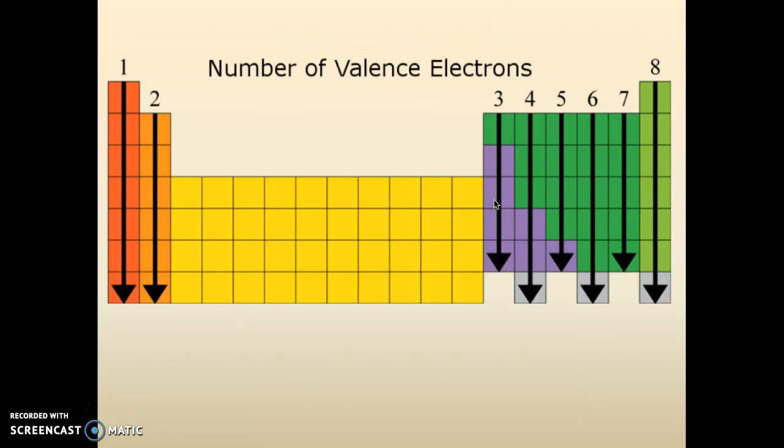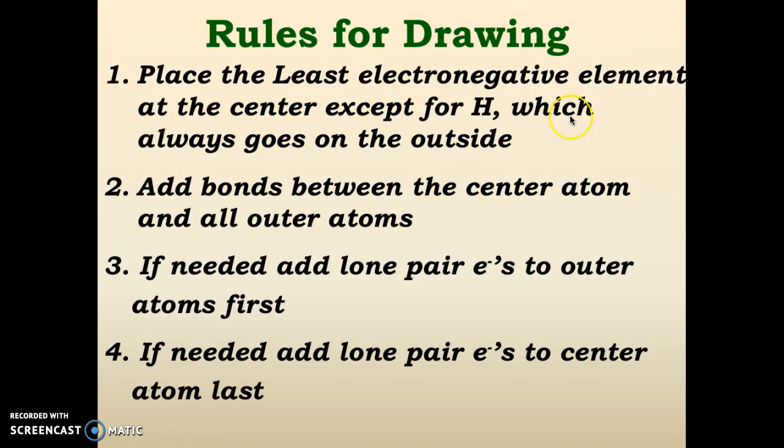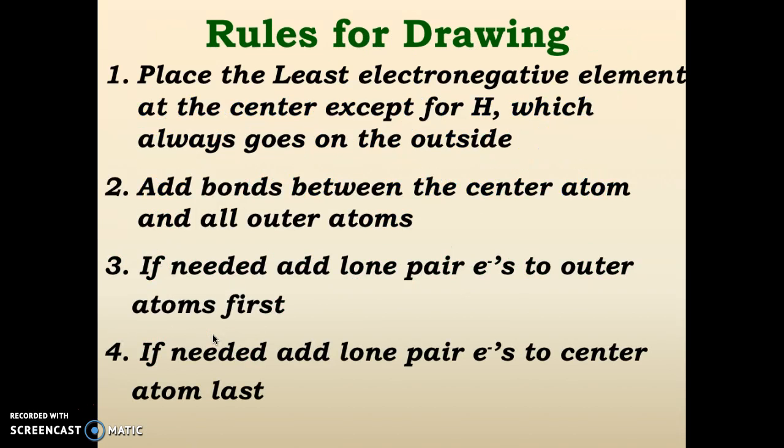Okay? Also, one thing we should be aware of is the number of valence electrons. Remember, you should have this on your periodic table. Group 1 has 1 valence electron, Group 2 has 2, Group 3 has 3, Group 4 has 4, Group 5 has 5, Group 6 has 6, Group 7 has 7, and Group 8 has 8, excluding helium, which only has 2. Okay? Key things to remember: everything wants 8, except hydrogen, which only wants 2. The least electronegative element goes in the middle, and the HONC rule helps me predict how many bonds an element's going to form.